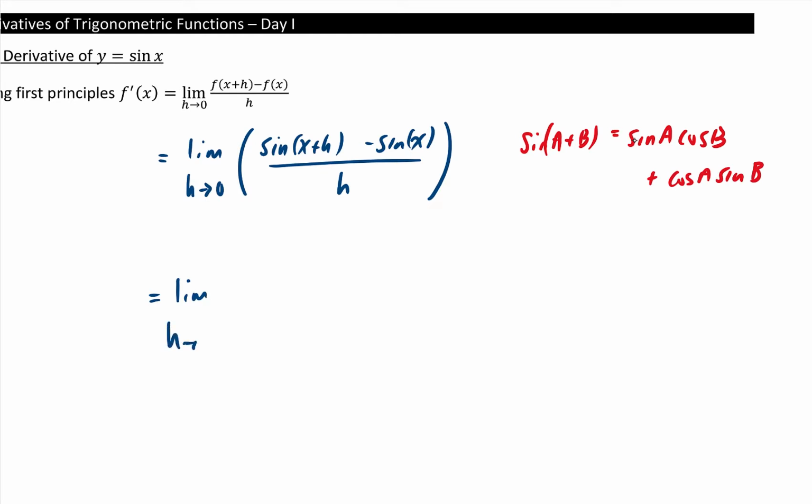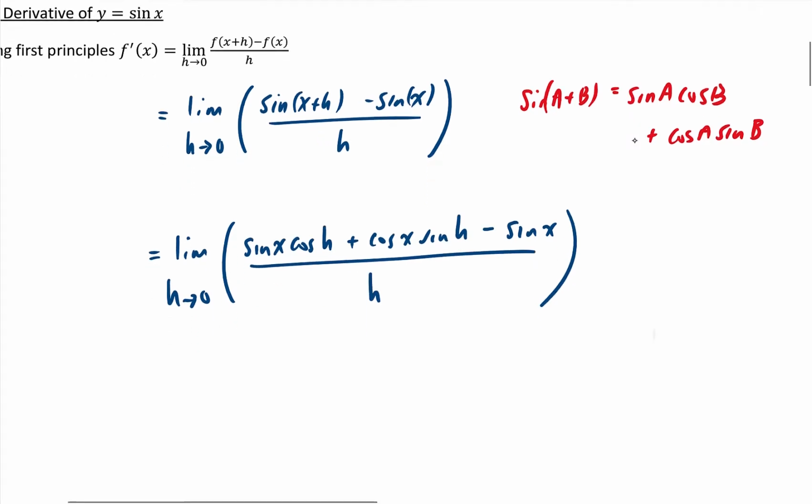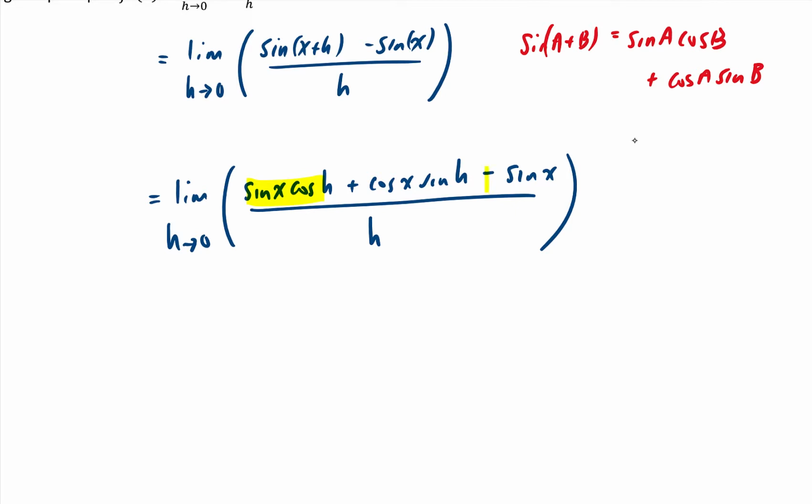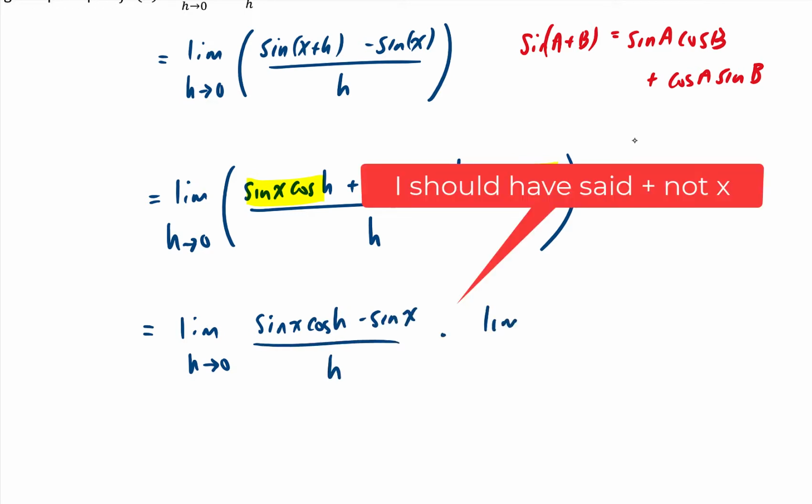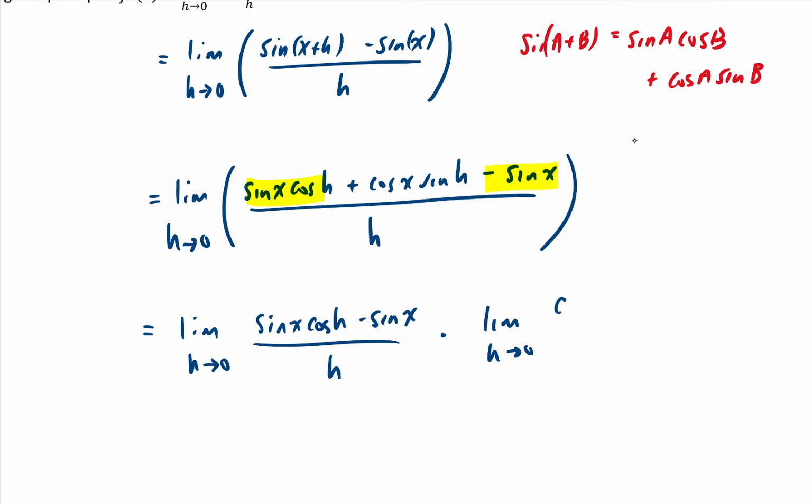So now we have the limit as h approaches 0. Using our compound angle formula, we get sine of x cos of h plus cos of x sine of h, and then minus sine of x, and that's all over h. We're going to group these two terms together because they both have a sine of x and split this limit up. So this is the limit as h approaches 0 of sine of x cos of h minus sine of x all over h, plus the limit as h approaches 0 of cos of x sine of h all over h.